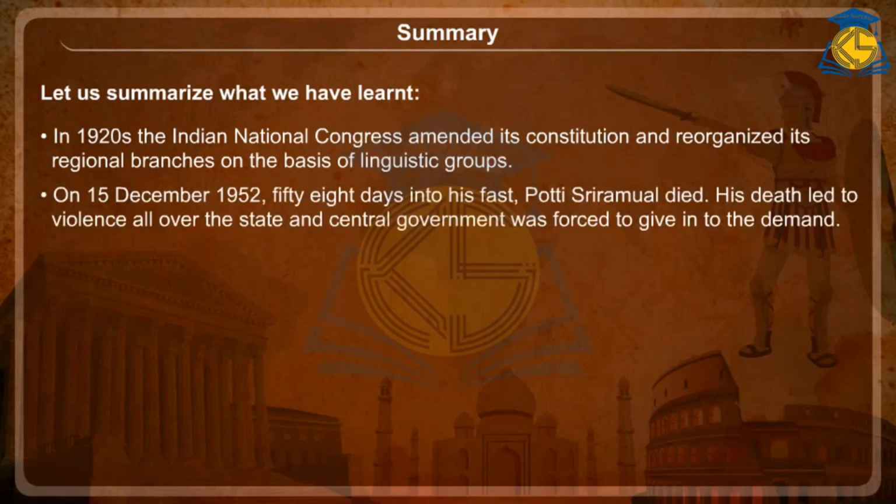On 15 December 1952, 58 days into his fast, Potti Sriramulu died. His death led to violence all over the state, and the central government was forced to give in to the demand.